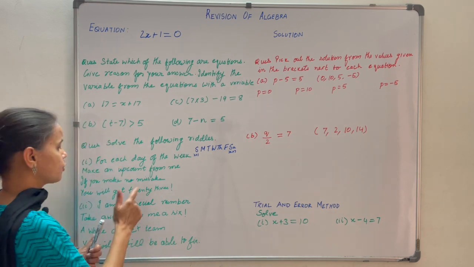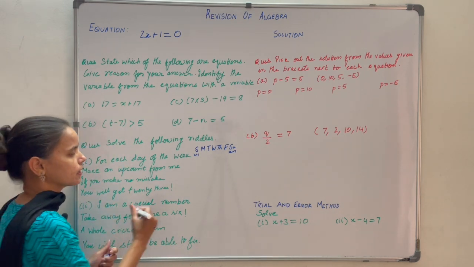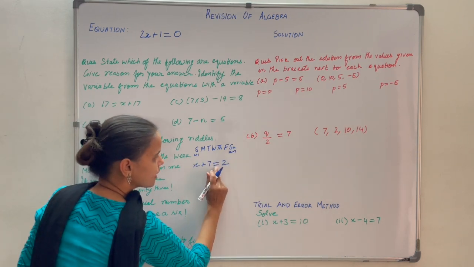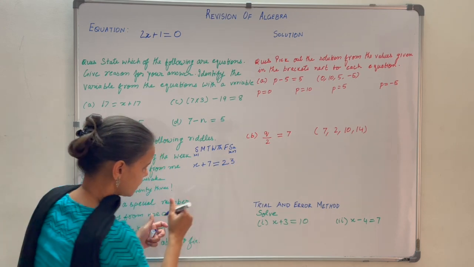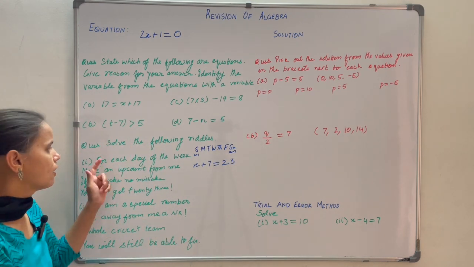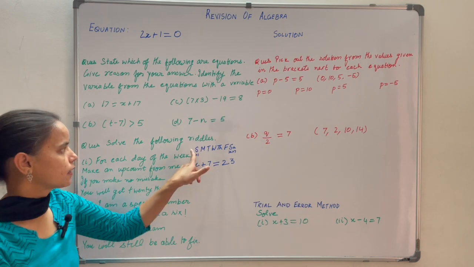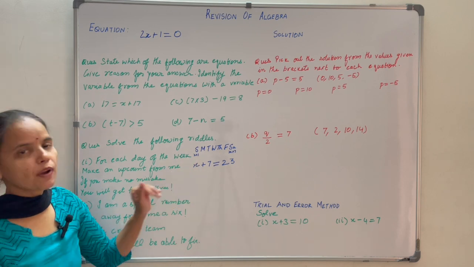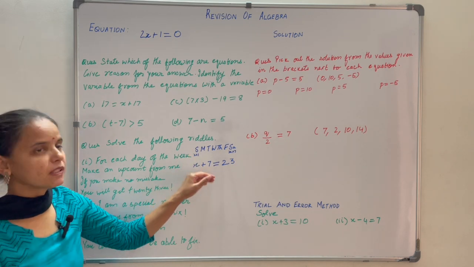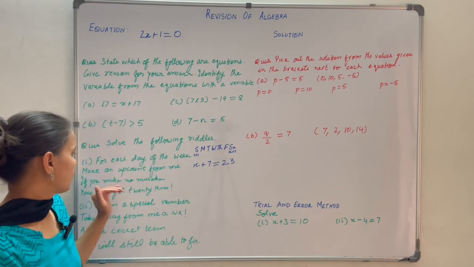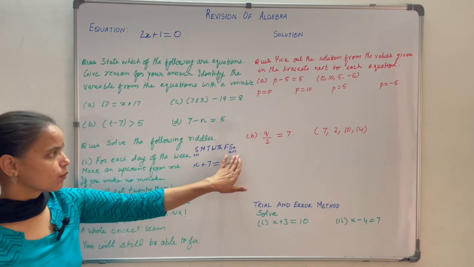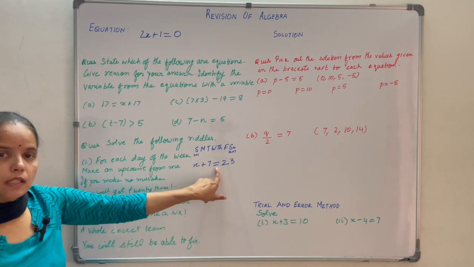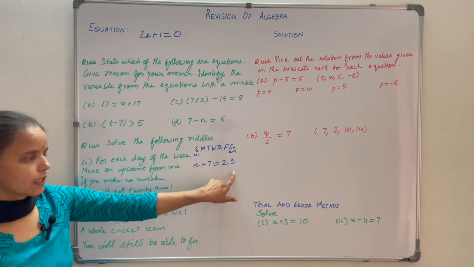So if you make no mistake, you will get me equals to 23. Now let us take it again. For each day of the week, that is Sunday to Saturday, make an up count from me. Me you have assumed to be x. Up count means you have to keep on adding 1. If you make no mistake, that means when you reach Saturday, it is x plus 7. You will get me equals to 23.